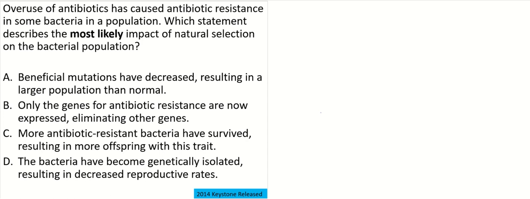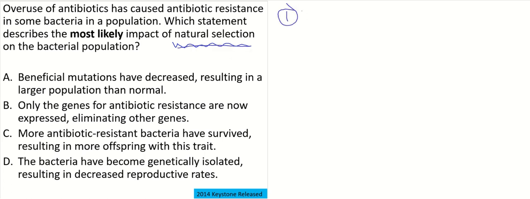Pause your video and try this problem on natural selection. Overuse of antibiotics has caused antibiotic resistance in some bacteria in a population. All right, so some bacteria are resistant and others are not. Which statement best describes the most likely impact of natural selection on the bacterial population? All right, so it's about natural selection.